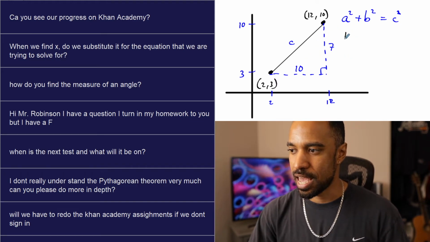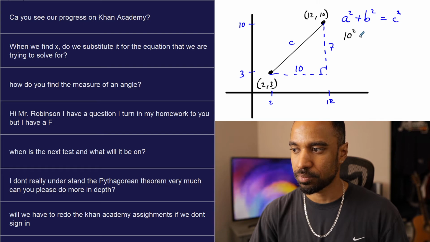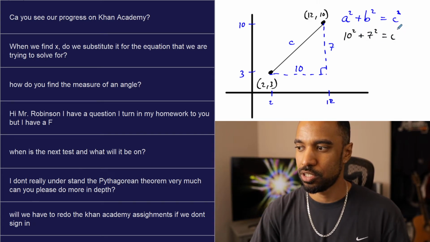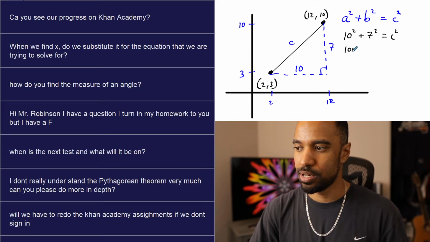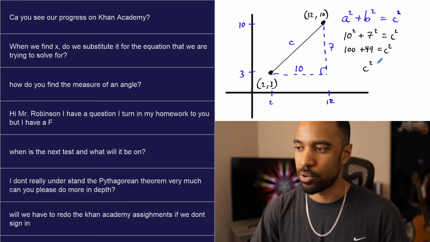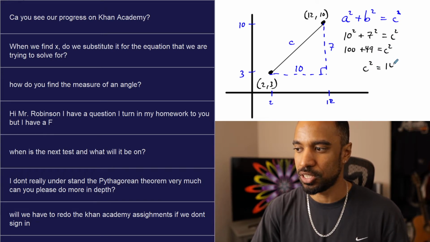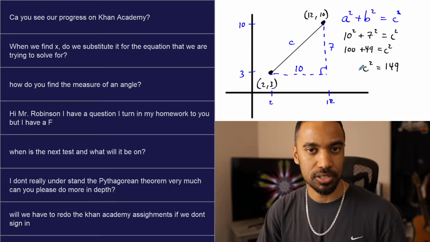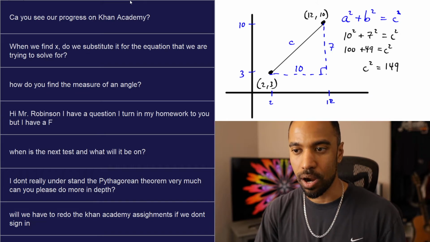I'm going to square 10, so I get 10 squared, plus, now I got to square 7. 7 squared equals C squared. 10 squared is 100, and 7 squared is 49, equals C squared. So C squared equals 149. Now I didn't solve for C yet, I solved for C squared, and I now have to get C by itself. So here's where you use square roots.